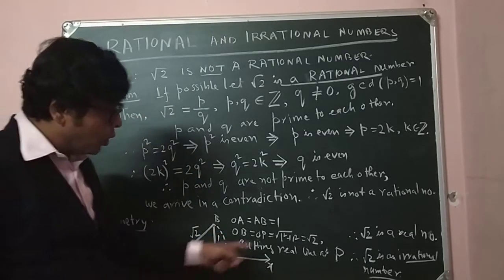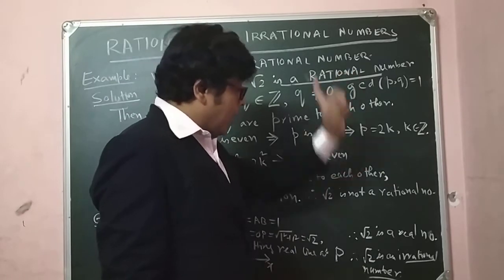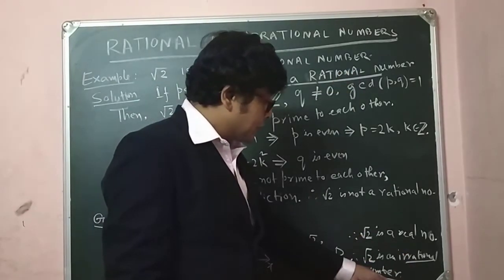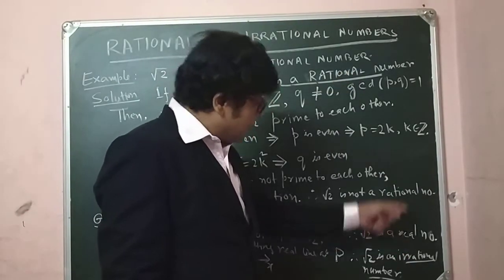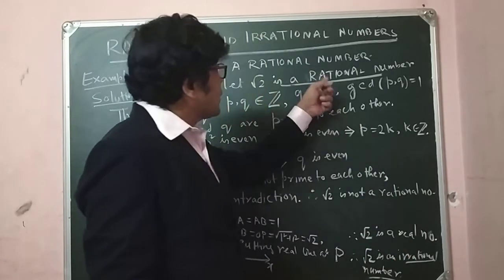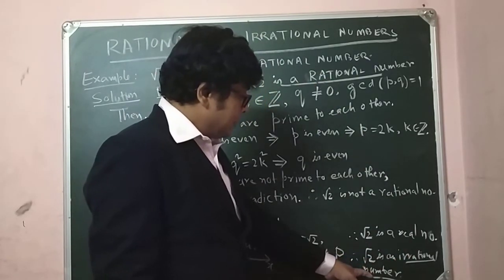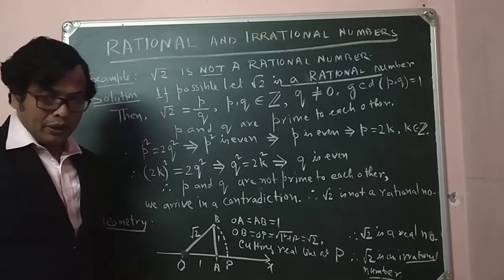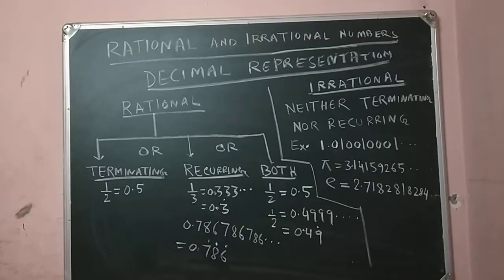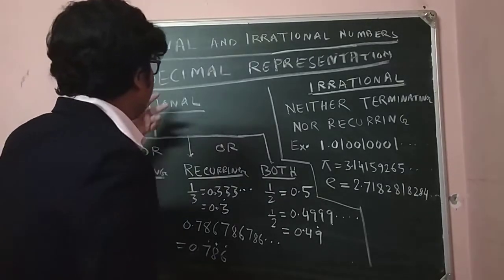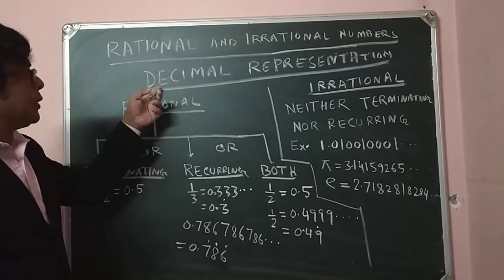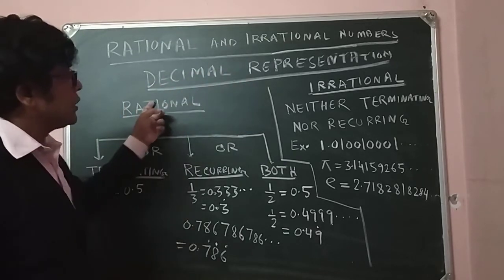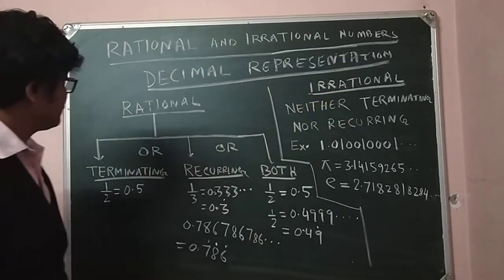So if it is not a rational number, the other option is that it is an irrational number. This means that when a number is not rational, it is irrational. Of course, the number must be a real number. We now give the decimal representation of rational and irrational numbers.